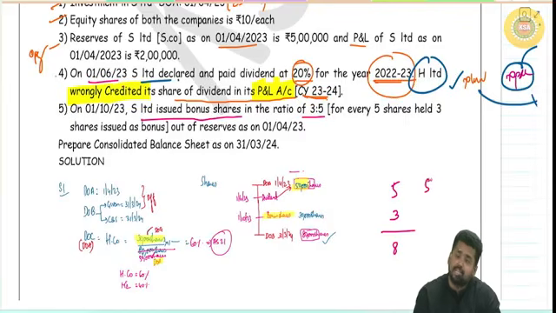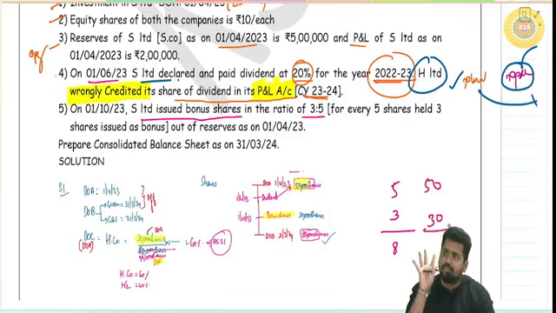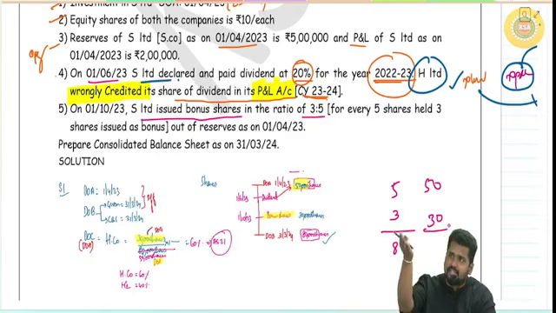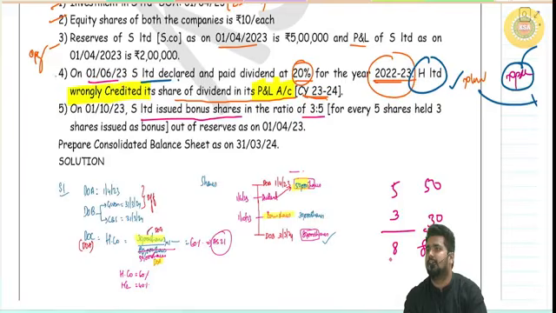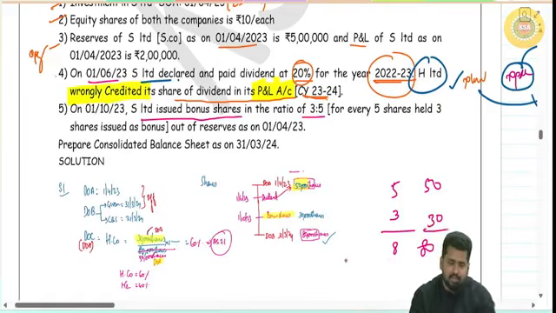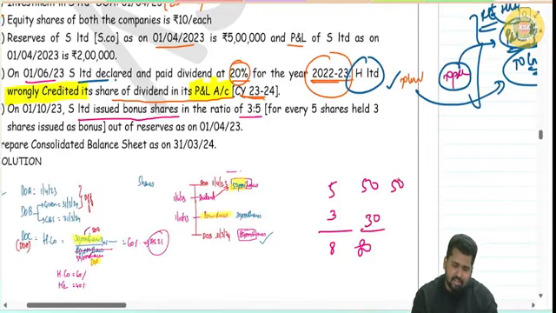Sir, in the beginning of the year, assume you are having 50. I will give you how many shares? 30 shares as a bonus. Correct? Because for every 5 shares, 3 shares if I give. For 50 shares, if you are holding, I will give you how many shares? 30. At the end of the year, how many shares you will have? 80 shares you'll have.